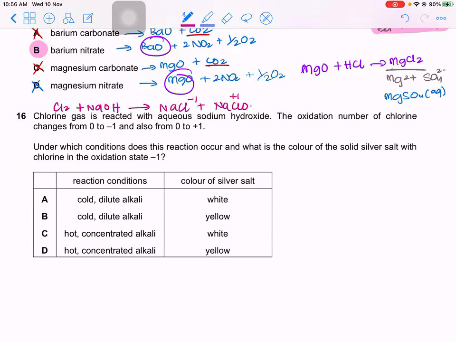Under which condition does this reaction occur and what is the color of the solid silver salt? What will be the silver salt of chlorine, AgCl? What color is this? White. It can't be yellow, because yellow is AgI. Can't be D, can't be B. Now, under what conditions do we get NaCl and NaClO? NaCl and NaClO form in cold dilute alkali. The answer therefore is this. With hot NaOH, you get what? NaClO3, where the Cl is +5.